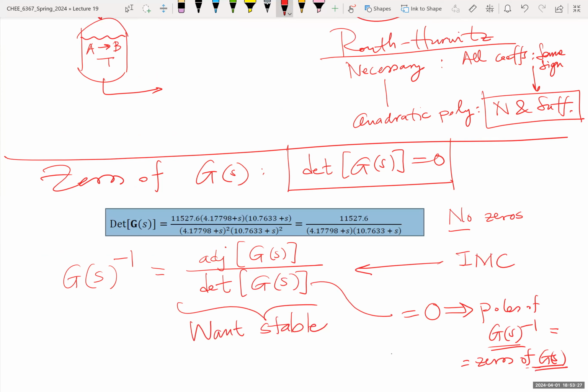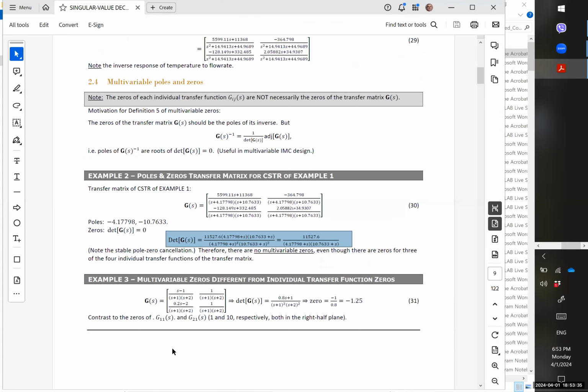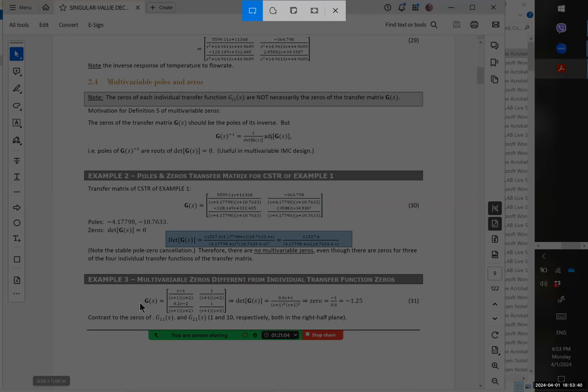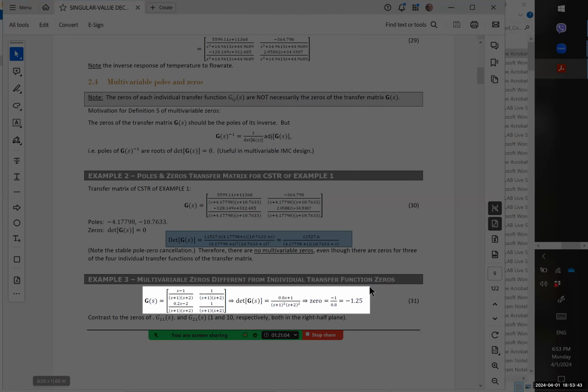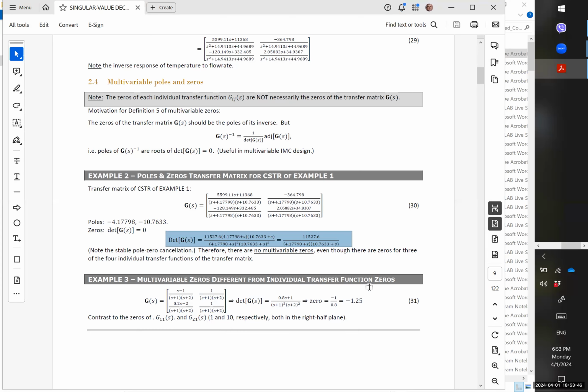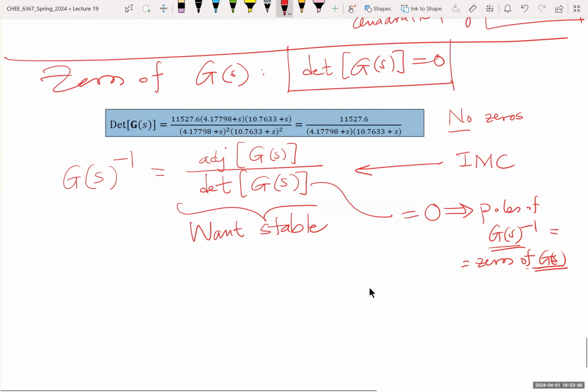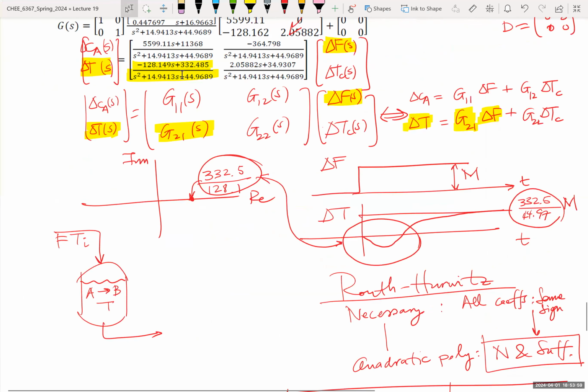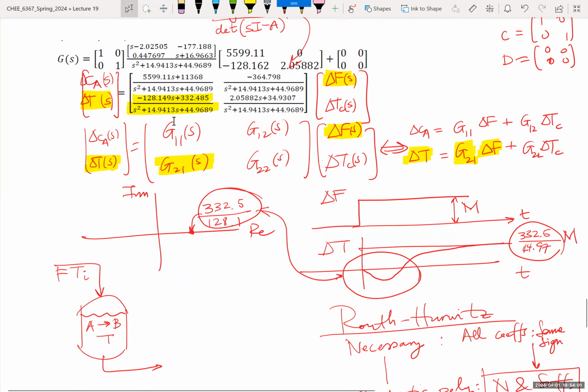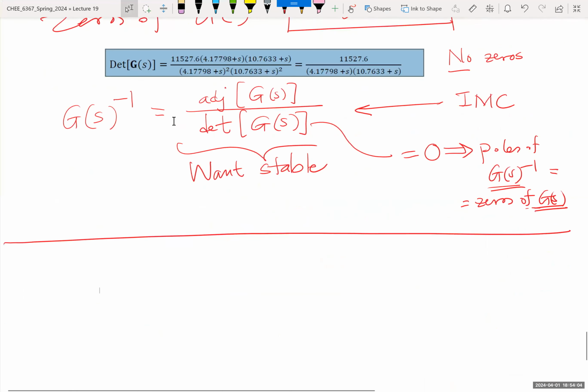Example 3 is just another algebraic matrix exercise, which shows you a similar situation for another example, which is also interesting. It's worth sharing, so we can close with this. In this example, you have a similar situation. Here we had no zeros for G(s), even though individually we do have zeros. We have a zero here and a zero here individually. For the matrix, we do not.